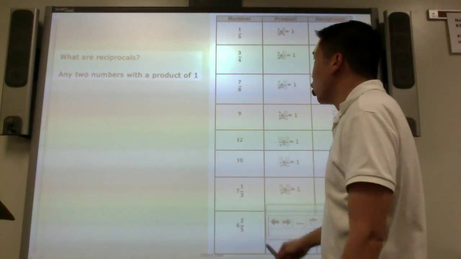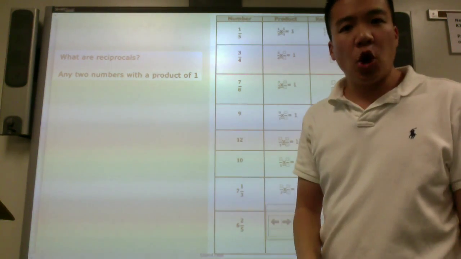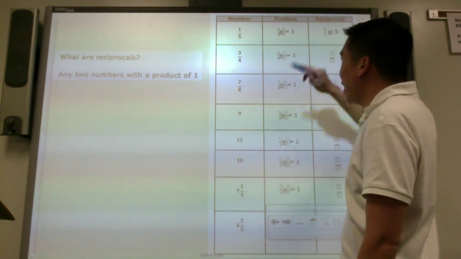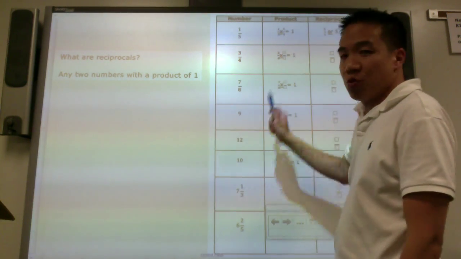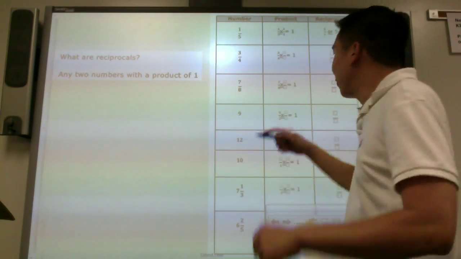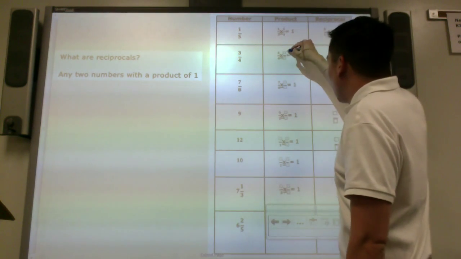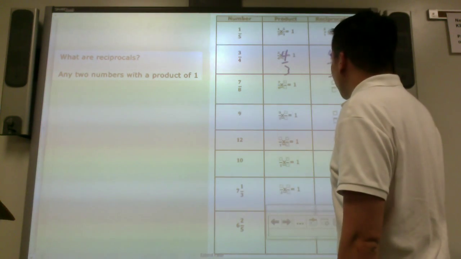You flip them. So 1/5. What is the reciprocal of 1/5? 5/1, or 5. Because 1/5 times 5 is 1 whole. What's the reciprocal of 3/4? 4/3. To check your work, if you multiply 3/4 by 4/3, you get 1 whole.